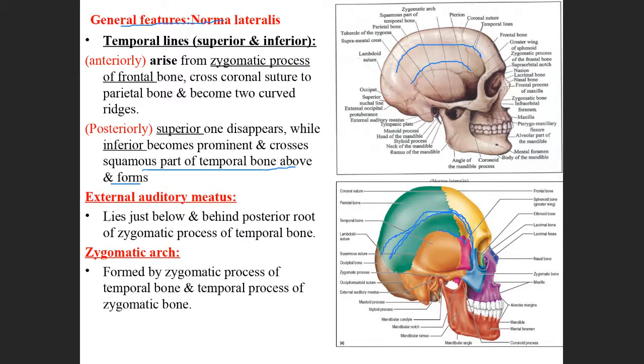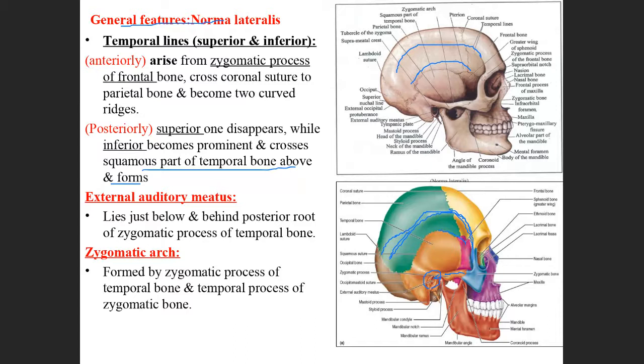This we already discussed in the first lecture. So what is this external auditory meatus? Meatus means it is an opening. The outermost opening of an ear, okay, lies just below and behind the posterior root of the zygomatic process. So where is it? This is the zygomatic process, and it is behind the zygomatic process.